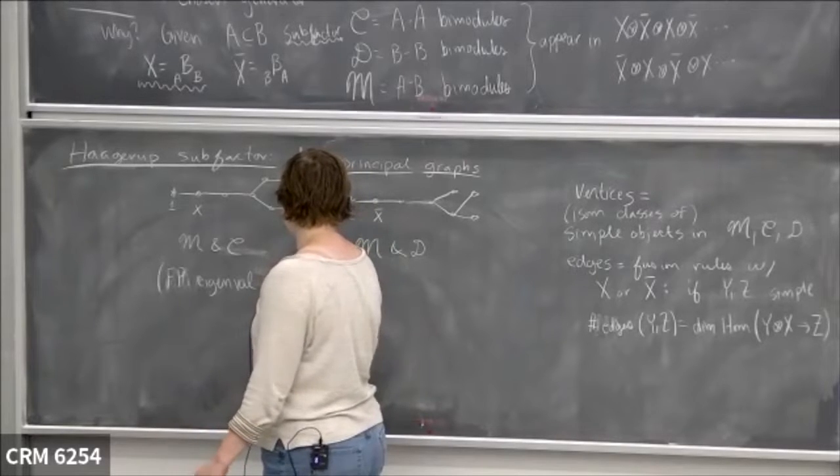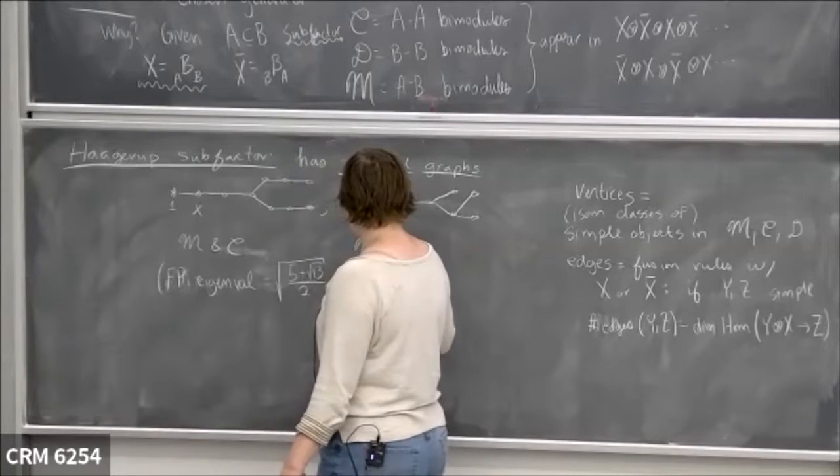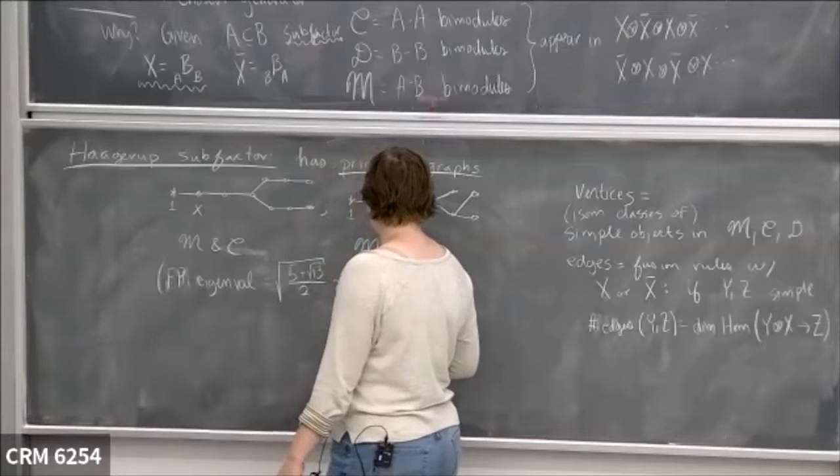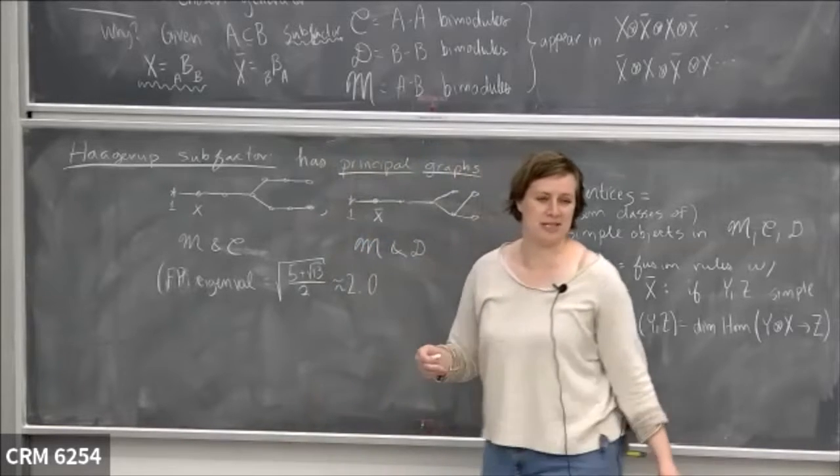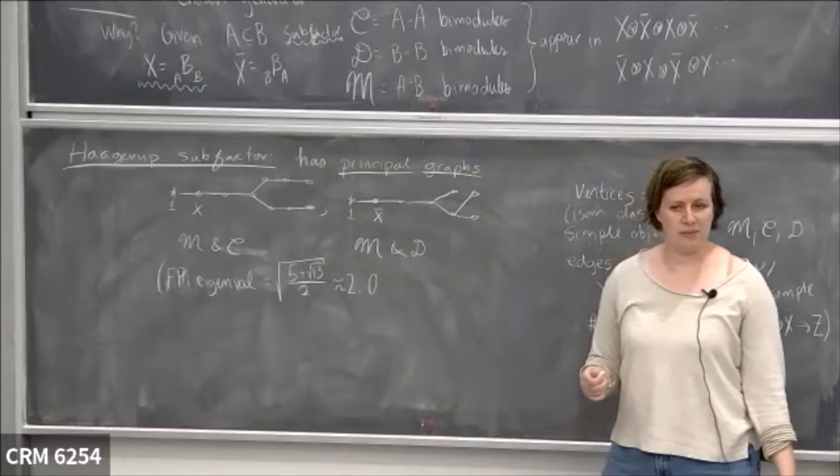Now that one's the index, so I take the square root. And this is a number that's pretty close to 2. It's above 2, but it's close to 2.